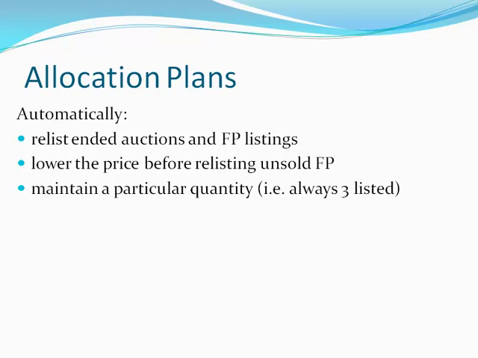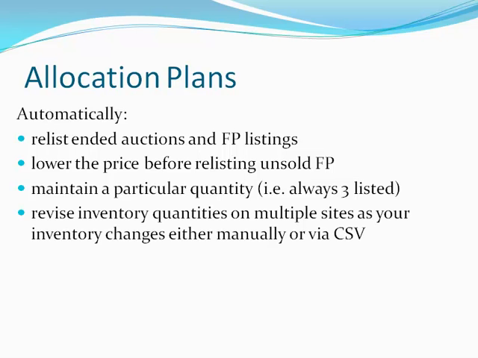As your inventory quantities in SixBit change, allocation plans can also help you automatically maintain your inventory on one or more sites. This can include automatically revising listings whenever you add or remove inventory, either manually or through a CSV import. This means if your supplier or your inventory system can provide you with a CSV, comma-separated values file, that contains your inventory quantities, you can simply import that CSV file and all of your inventory on the different sites will be updated automatically.